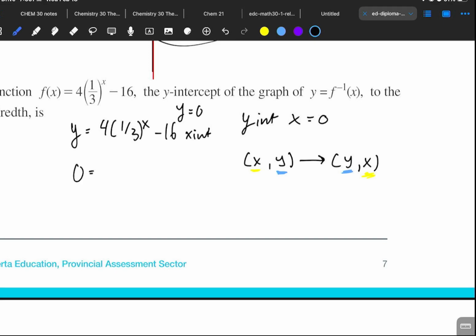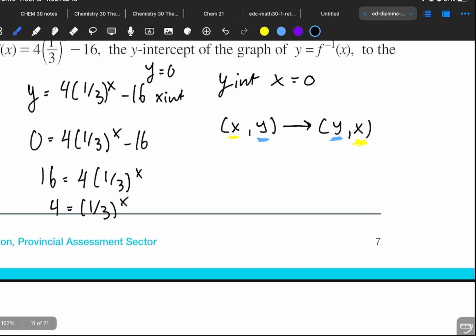So now you have 0 is equal to 4 times 1/2 to the power of x minus 16. Negative 16 is equal to 4 to the power of 1/3 x. 4 is equal to the power of 1/3 x. And if you're at this point, what you can do is you can just solve this in your calculator if you don't know how to use logs.